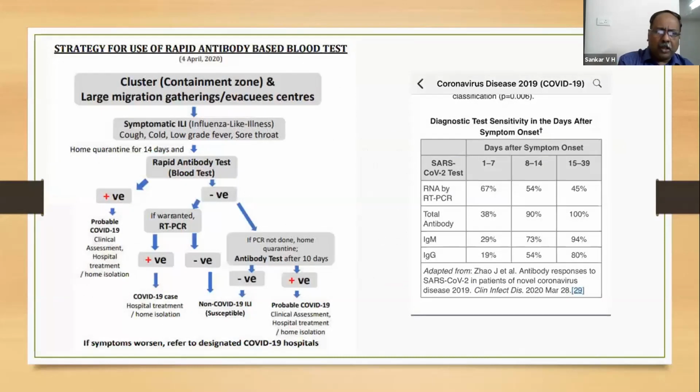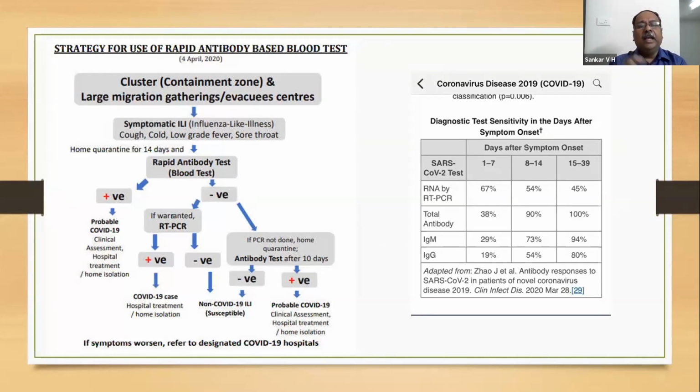So there is some protocol. If you are symptomatic with ILI, home quarantine for 14 days and do a rapid antibody test. If it is positive, it is COVID-19. And if it is negative and the patient is still sick, you do an RT PCR. If it is positive, again it is COVID-19. If both serology and RT PCR are negative, it is non-COVID-19 ILI or susceptible.